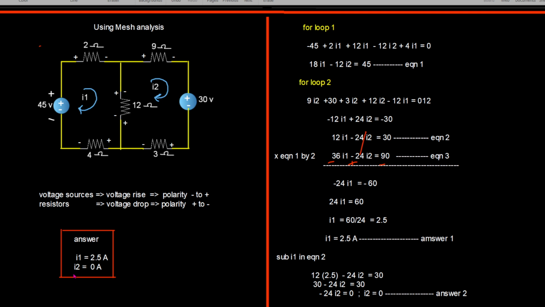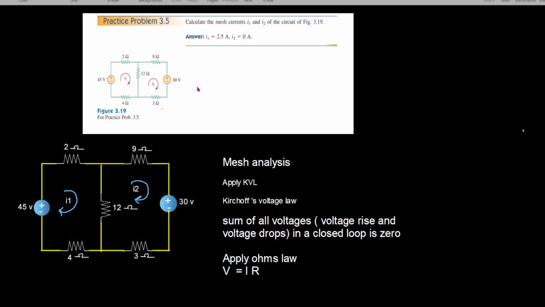So to summarize, we get the answers as I1 equal to 2.5 amps and I2 equal to 0 amps. Now we'll verify the answers. The answers given in the book are 2.5 amps and I2 0 amps. So hence our answers are verified.